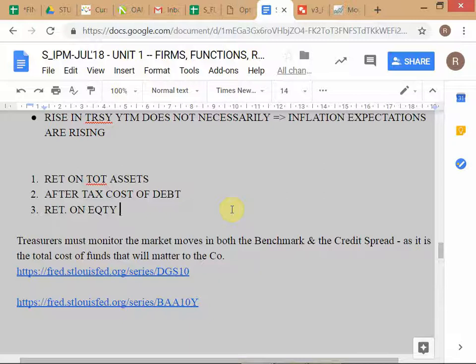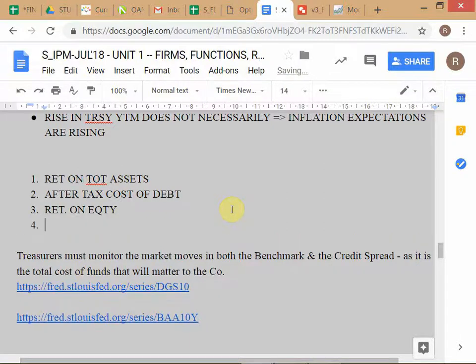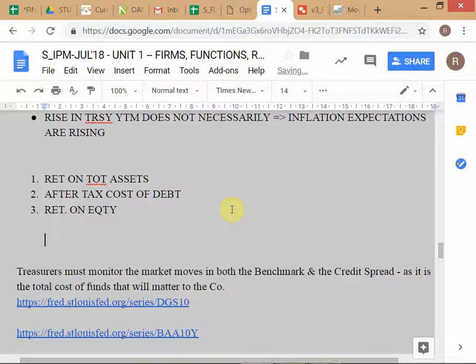Because return on equity falls. No, but here's the relationship. This is the identity, the mathematical relationship. If my return on total assets exceeds my after-tax cost of debt, so make sure you understand this. This is part of your financial statement analysis logic. If your return on total assets exceeds your after-tax cost of debt, your ROE is always going to go up.